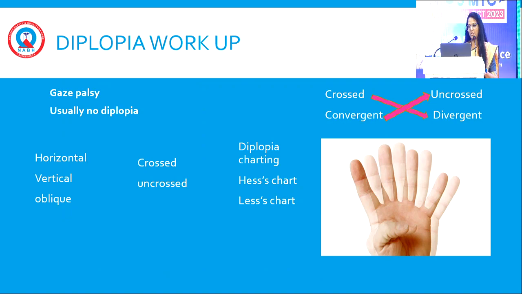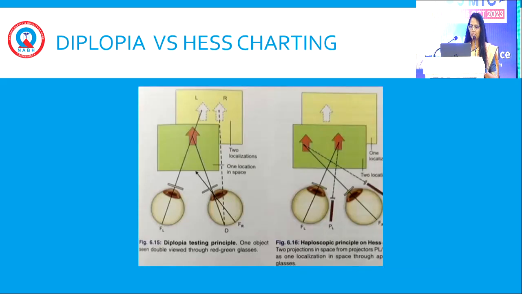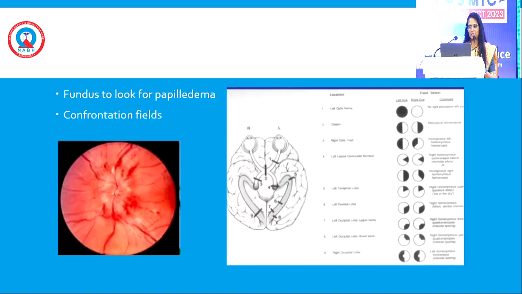Diplopia workup has to be done, crossed and uncrossed. Hess screen support should be taken. Diplopia free field should be checked, and we must know the principles of diplopia and Hess charting.